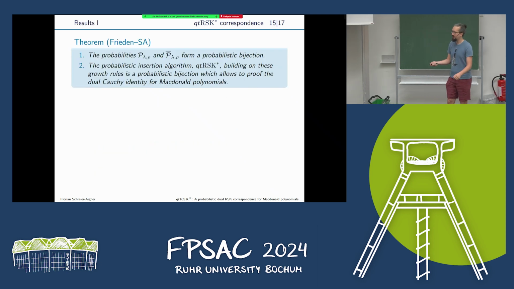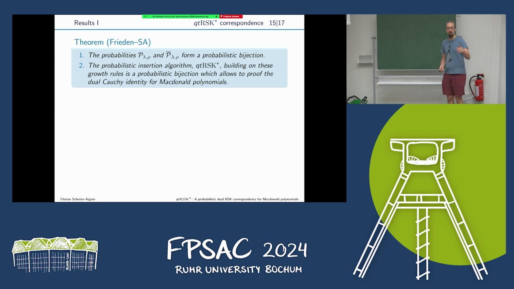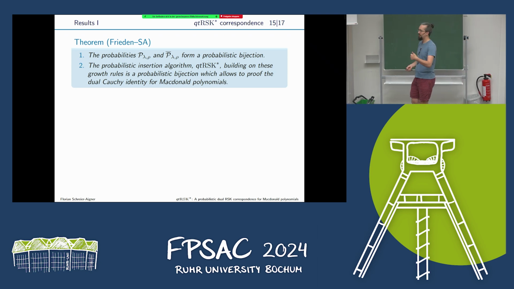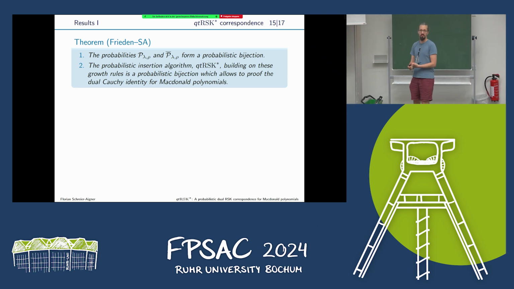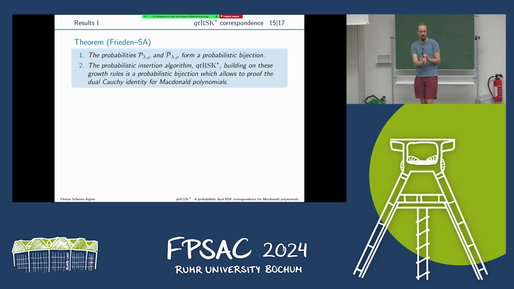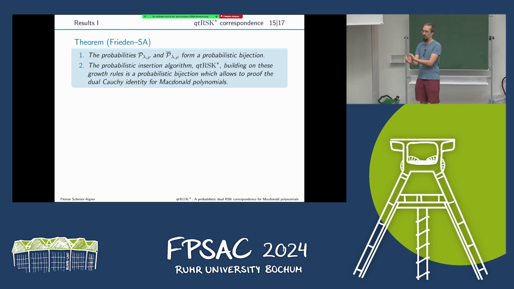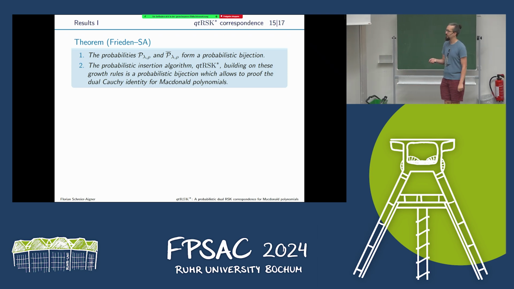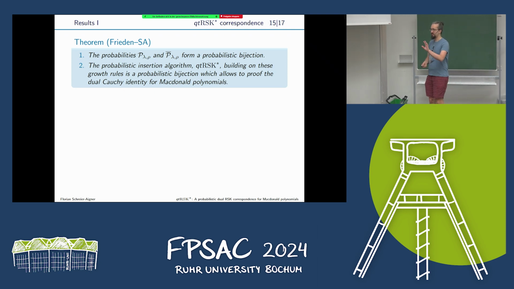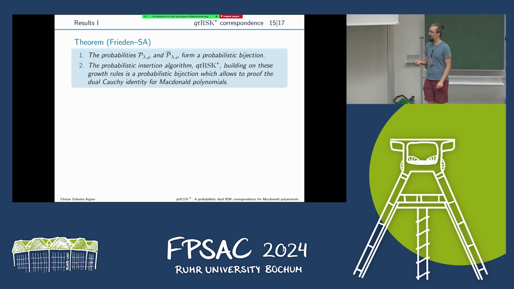So our main theorems are, first, these probabilities which I showed quickly actually form a probabilistic bijection, which proves the commutation relation of the Q up, Qt up and Qt down operators. And using growth diagrams, we are able to obtain a combinatorial or tableau theoretic proof of the dual Cauchy identity for Macdonald polynomials. And I guess I still have a few minutes left, so I want to discuss some properties.